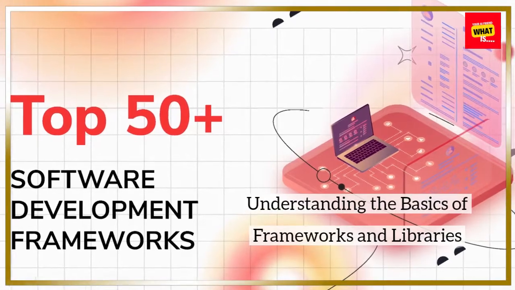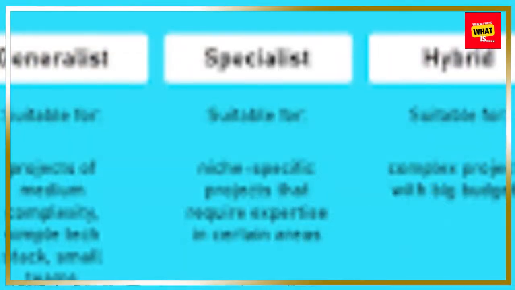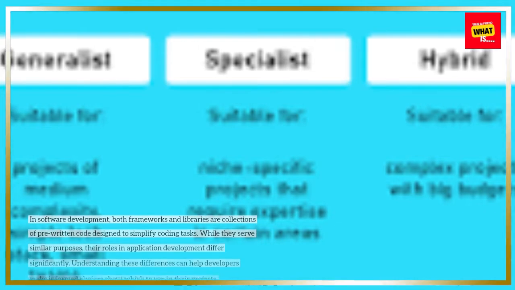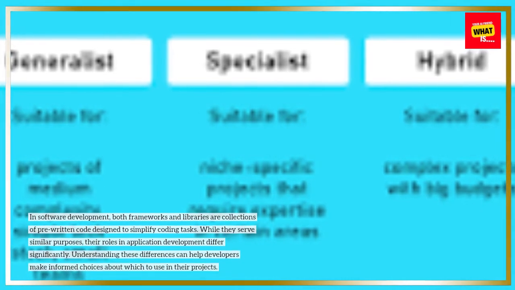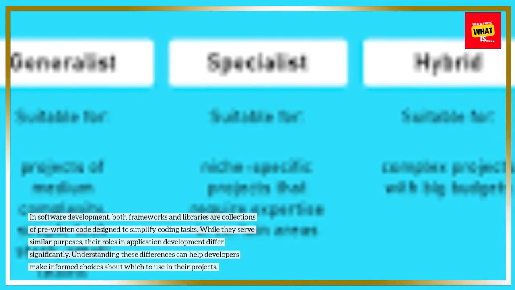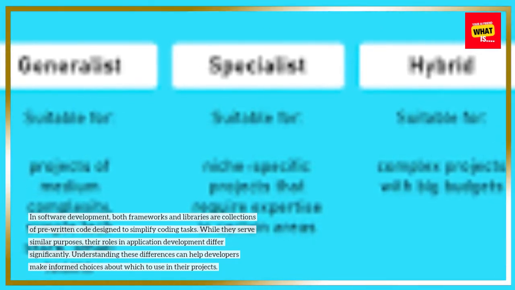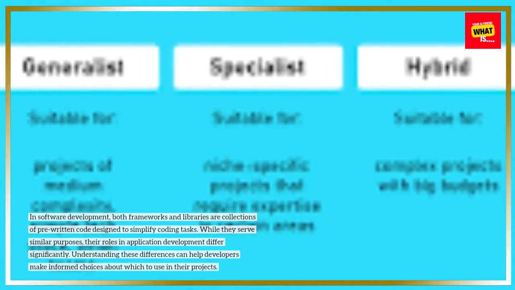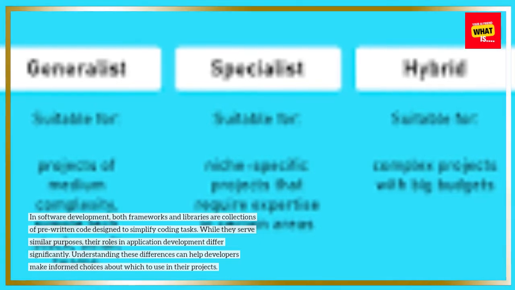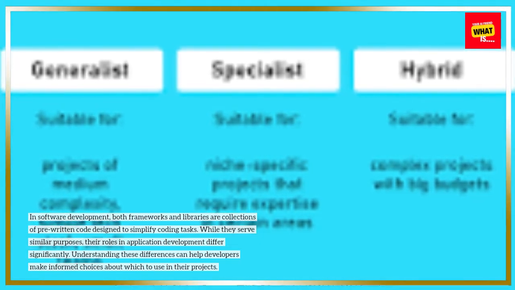Understanding the basics of frameworks and libraries. In software development, both frameworks and libraries are collections of pre-written code designed to simplify coding tasks. While they serve similar purposes, their roles in application development differ significantly. Understanding these differences can help developers make informed choices about which to use in their projects.